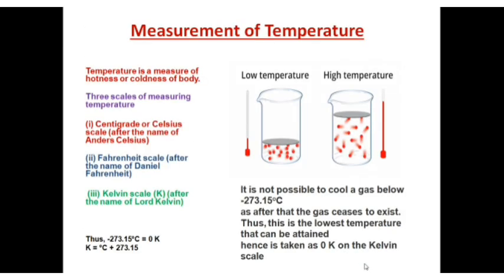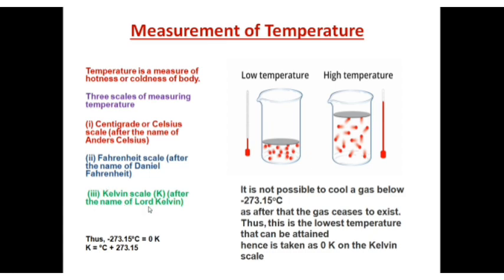Now we will do the measurement of the temperature of the gas. Temperature is a measure of the extent of the hotness or coldness of a body. There are three different scales on which temperature is measured. These are the centigrade scale or Celsius scale, the Fahrenheit scale, and the Kelvin scale.